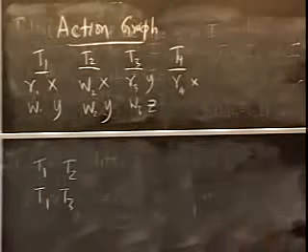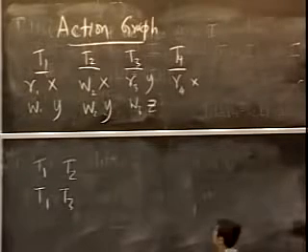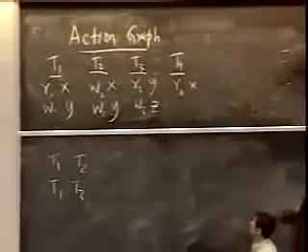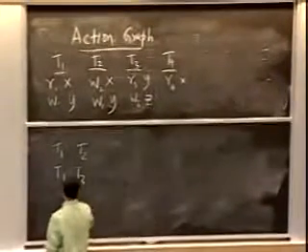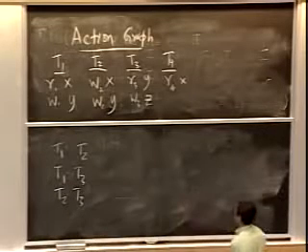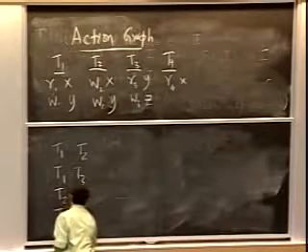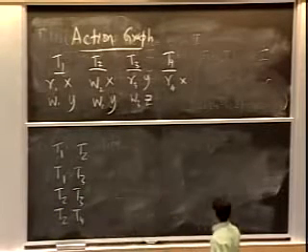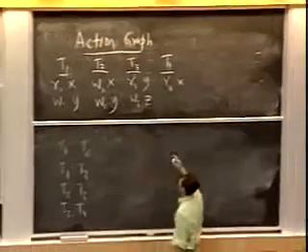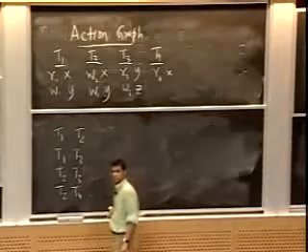Does T1 conflict with T4? No, it doesn't. The read and the read don't conflict. Does T2 conflict with T3? Yeah, it does, because you got the y. Okay. Does T2 conflict with T4? It does. And does T3 conflict with T4? It doesn't. There's nothing that's shared. So out of the 6 possible, 4 choose 2 possible conflicts, you got 4 of them that you got to worry about.